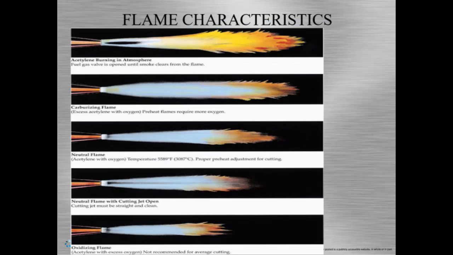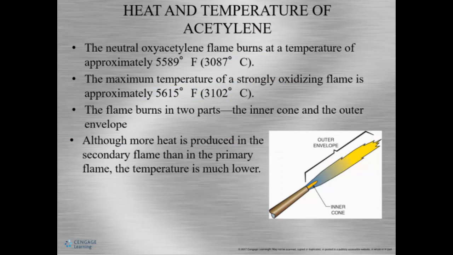Okay, so the last flame is an oxidizing flame. This is an excess of oxygen, and it's not really meant for cutting, it's really meant for particular types of welding. Okay, so the heat of a neutral flame is around 5,589 degrees Fahrenheit. The oxidizing flame, 5,615. The flame burns in two parts, the inner cone and the outer envelope.